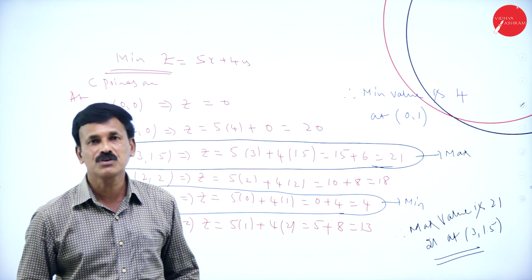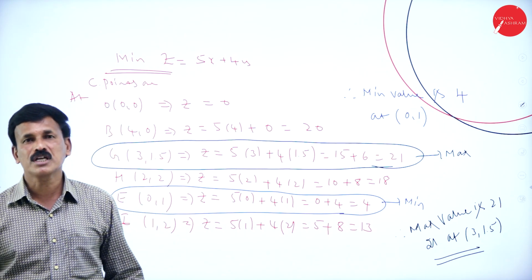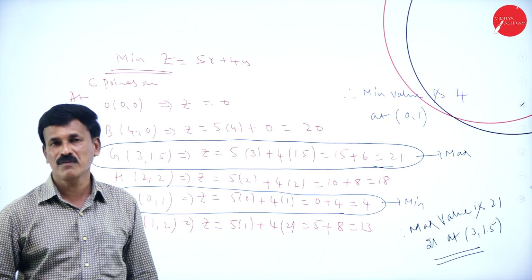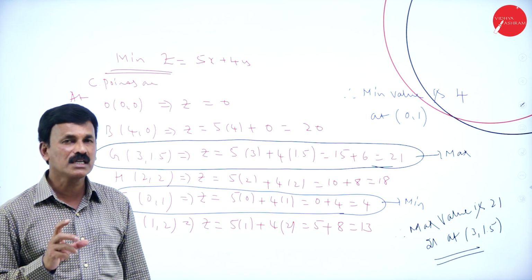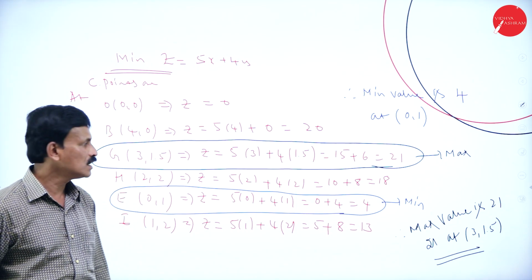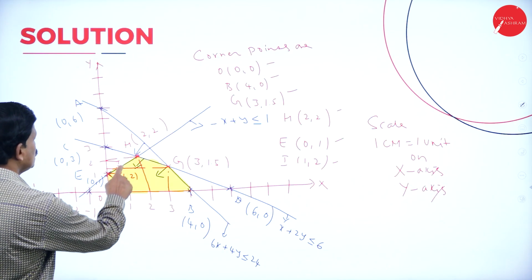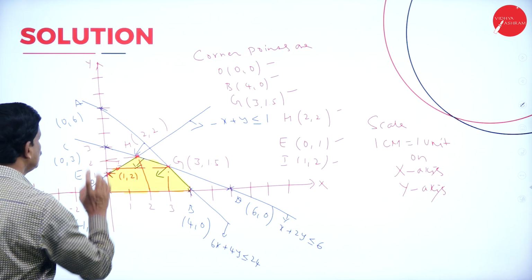So this is how we are going to solve the linear programming problem using the graphical method. Hope you followed. Just represent this in a graph sheet. Definitely you will get the exact points like these points, that is G, H and I.